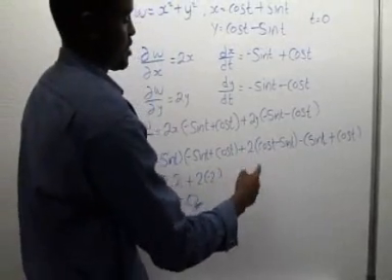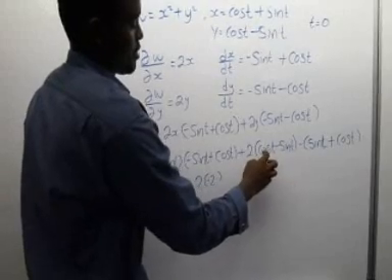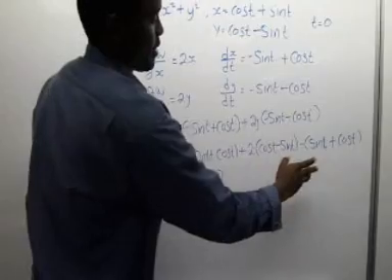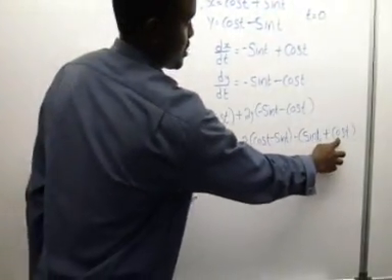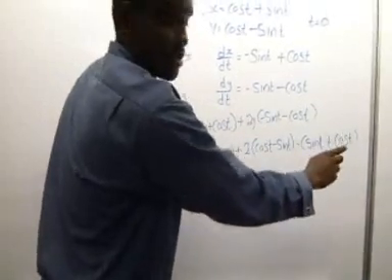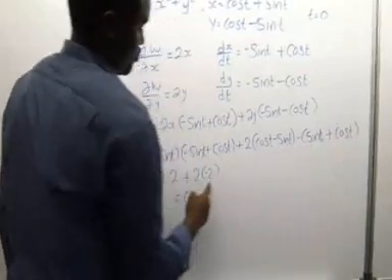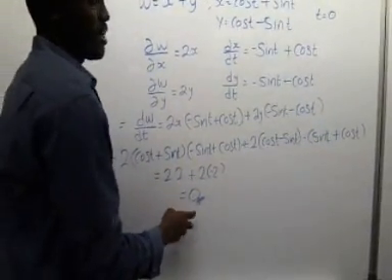Then we do the same to this side. We substitute 0: cos 0 is equal to 1, sin 0 is 0. Here we will have a negative, so it will be 2 multiplied by negative 2. So we get the answer to be 0.